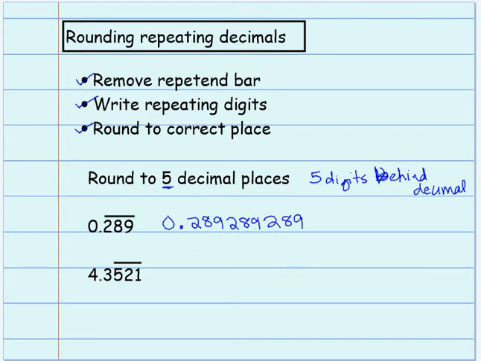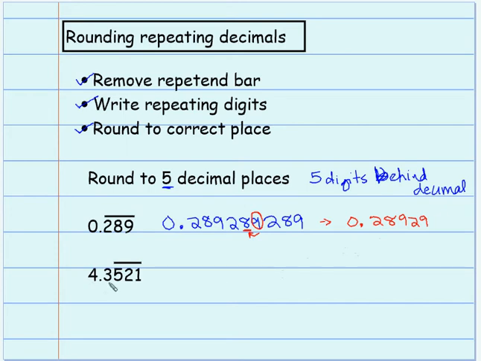So then, take a look. We need 5 decimal places, so I need 1, 2, 3, 4, 5. So this is the digit here that's going to change based on this digit. Okay, so is this 8 going to stay an 8, or will it become a 9? Well, this is a 9, so that'll bump up the 8, and then my answer will be 0 decimal point 28929. Do I have 5 digits behind the decimal? Yes, I do. Then you're done.